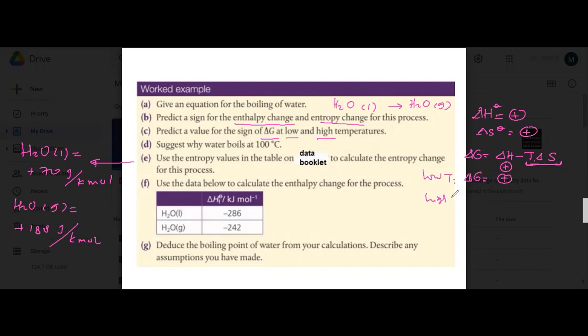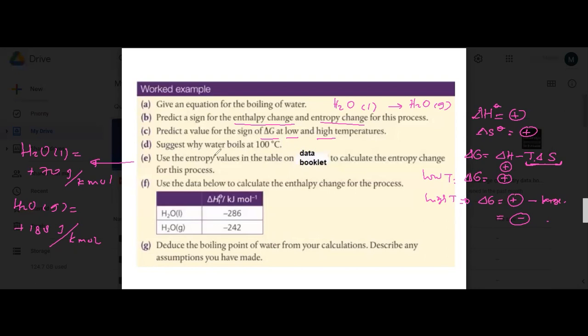But at high temperature, the T delta S value will be large and negative. So delta G is positive minus T delta S, and this is negative in large value. So the delta G will be negative at high temperature.